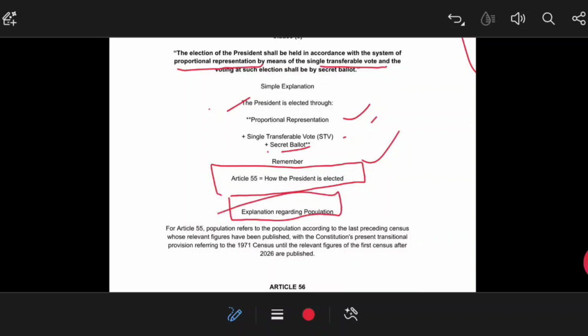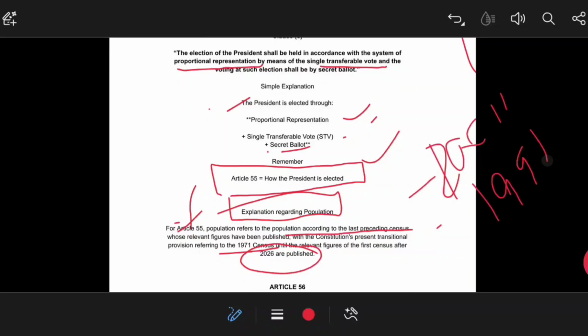But you know that the values through which the votes of MPs and MLAs are decided are basically fixed. Now, for Article 55, population refers to the population according to the last preceding census. That means you have to use the census of 1971 until the 2026 census is published, not 2011 or even 1991. That is the simple meaning.